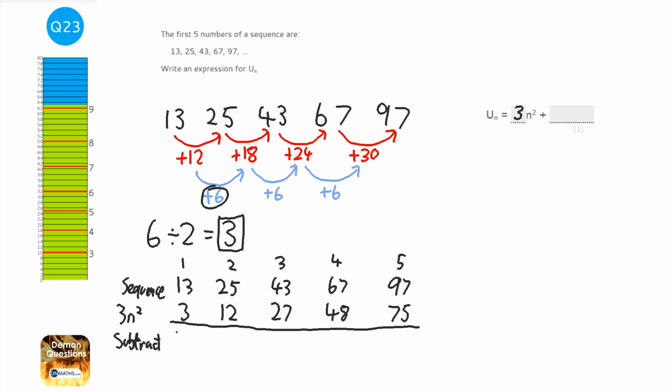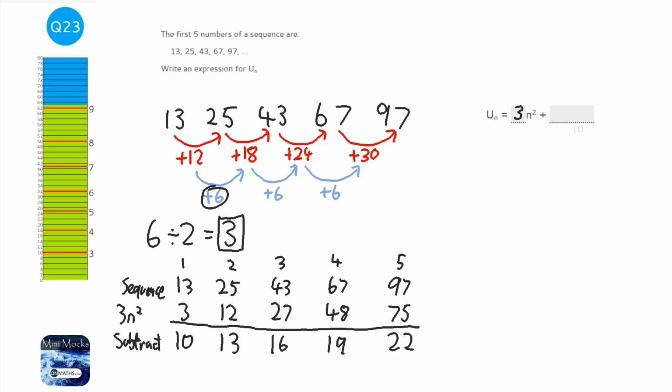So 13 take away 3 is 10. 25 take away 12 is going to be 13. 43 take away 27 is going to be 16. 67 take away 48 is going to be 19. And 97 take away 75 is going to be 22.